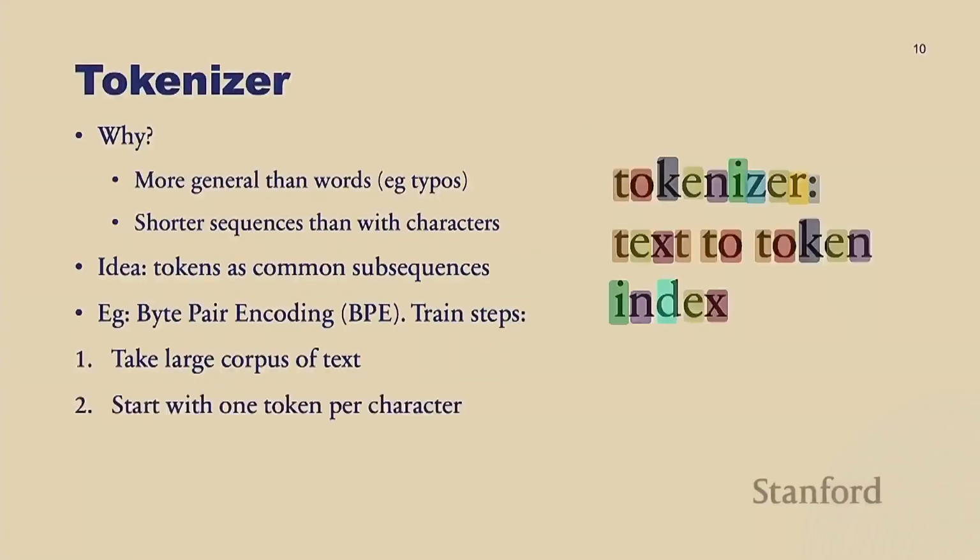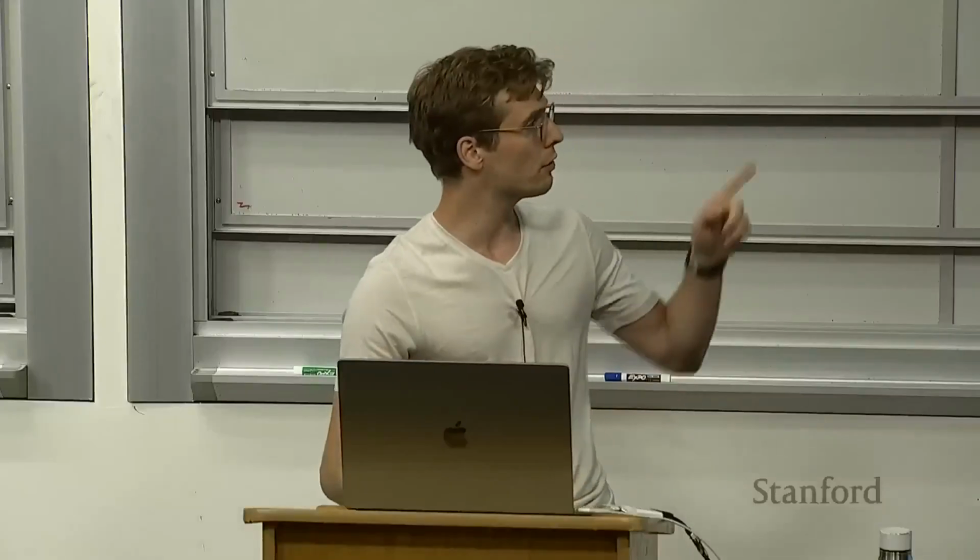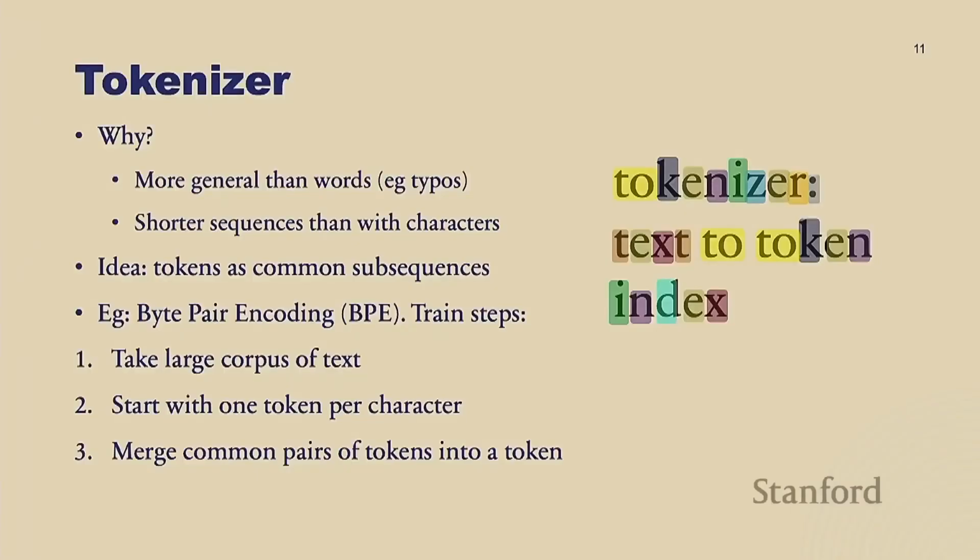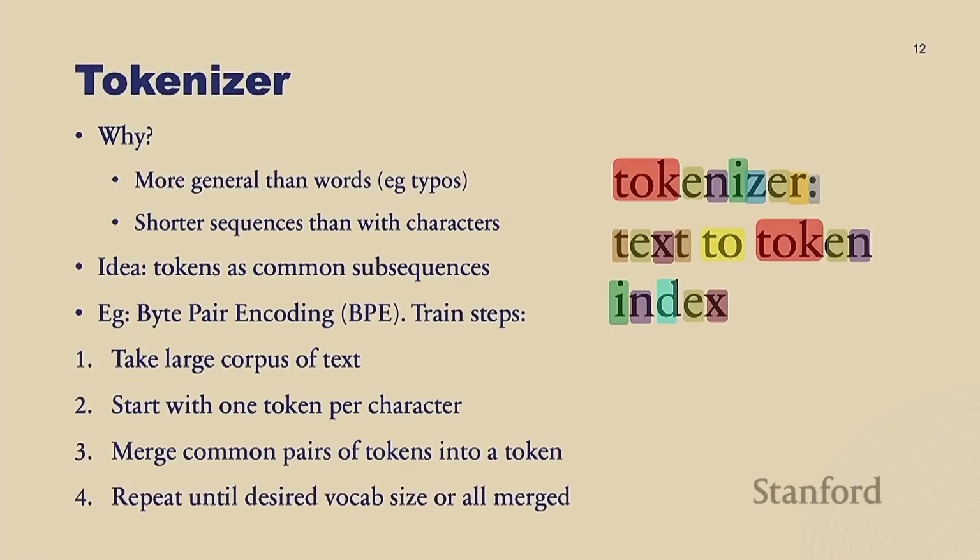So this is my large corpus of text with these 5 words. Then you associate every character in this corpus of text with a different token. Here I just split up every character into a different token, and I color-coded all of those tokens. Then you go through your text, and every time you see the most common pair of tokens next to each other, you merge them. So here you see 3 times the tokens T and O next to each other, so you're just going to say this is a new token. And then you repeat that.